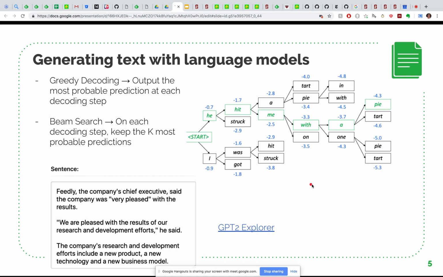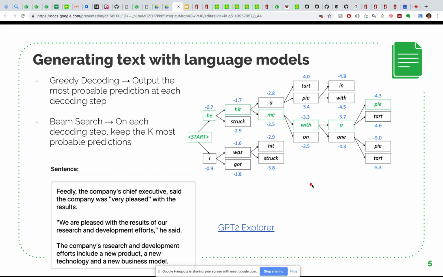So there are so many ways to use language models, but one way to visualize what they can do is to generate text with a language model. At each time step, the language model predicts the distribution of the next step. So you can think of a language model as a way to compute probabilities for whole sentences.